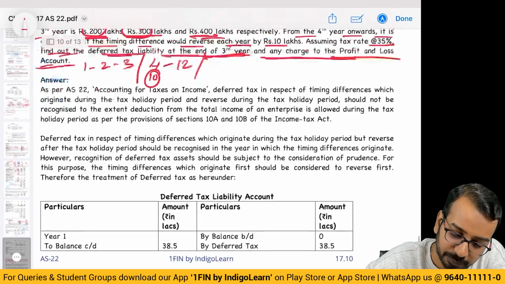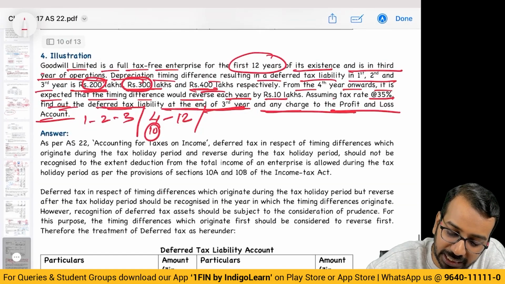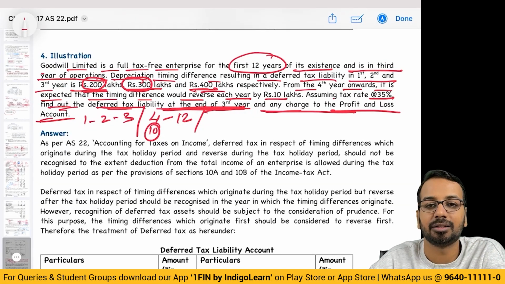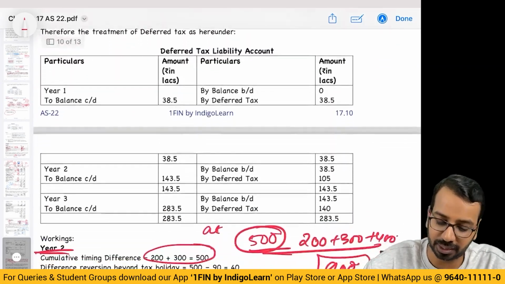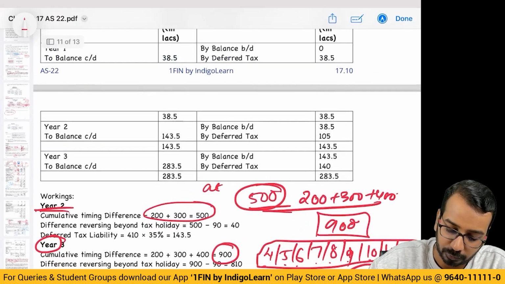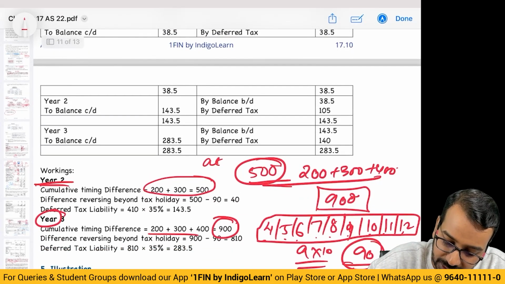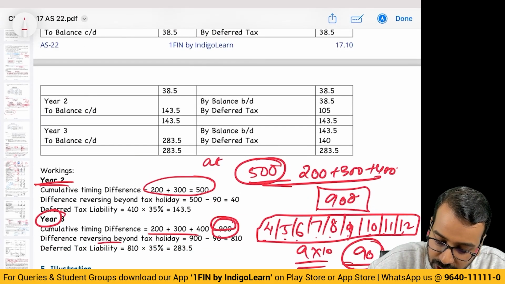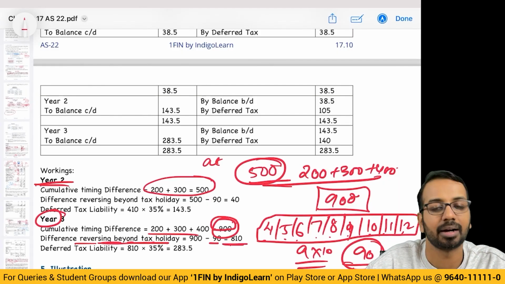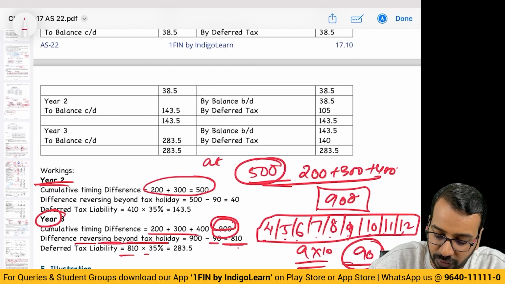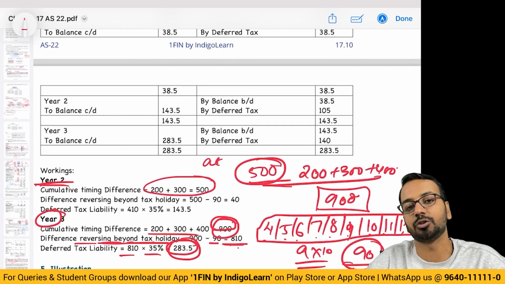The question is, again, find out the DTL at the end of year 3. So, how much should be the DTL at the end of year 3? Cumulative timing difference is 900, which will reverse during the tax holiday is 90, reversing beyond tax holiday is 810. On this 810, if you apply 35%, 283.5 should be the deferred tax, which should be the closing balance.